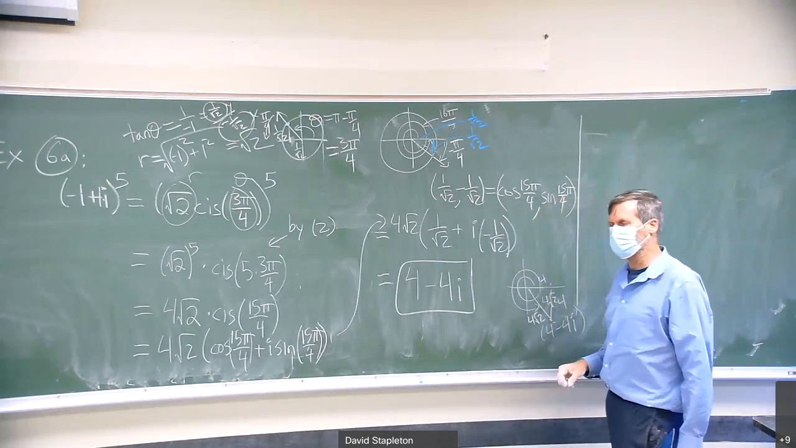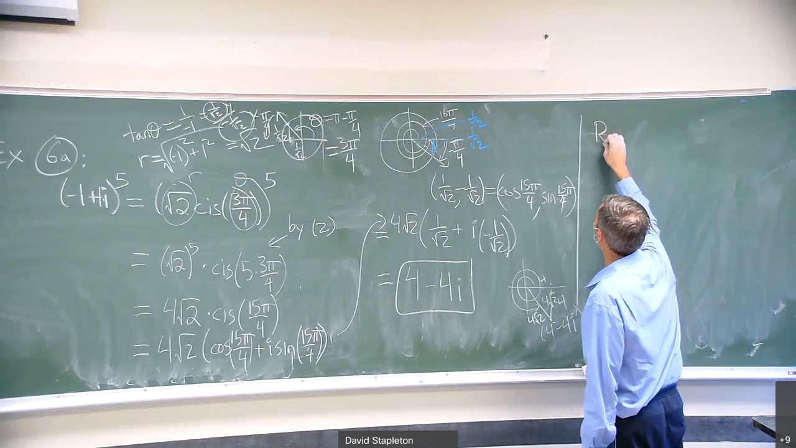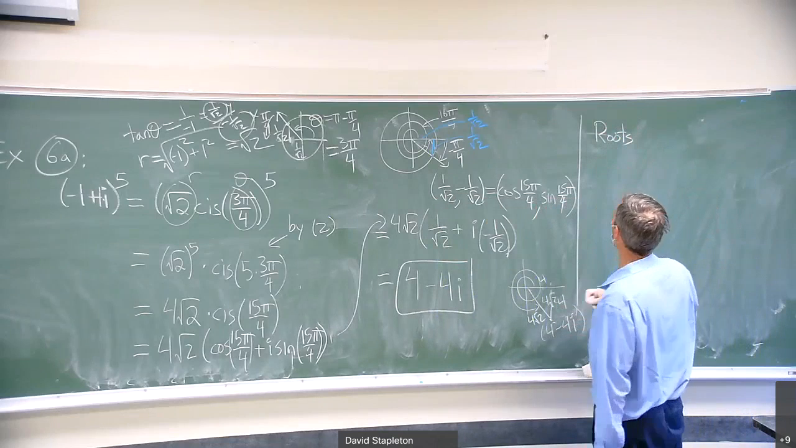Well, the last and hardest topic, in fact, it's the only real hard topic today, is roots of a complex number. This polar form is really useful for finding roots.